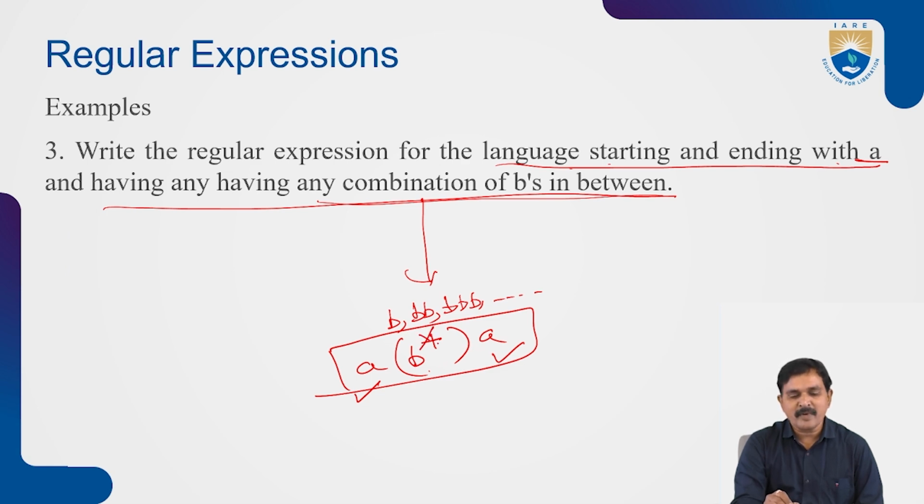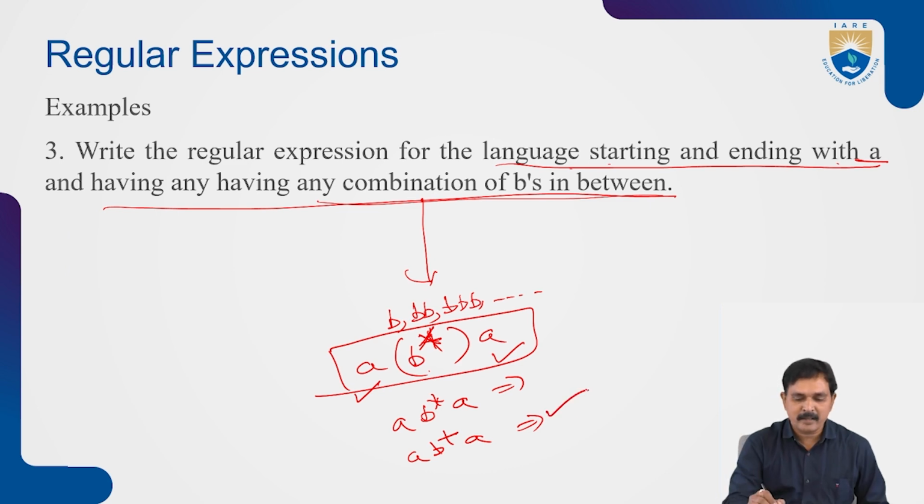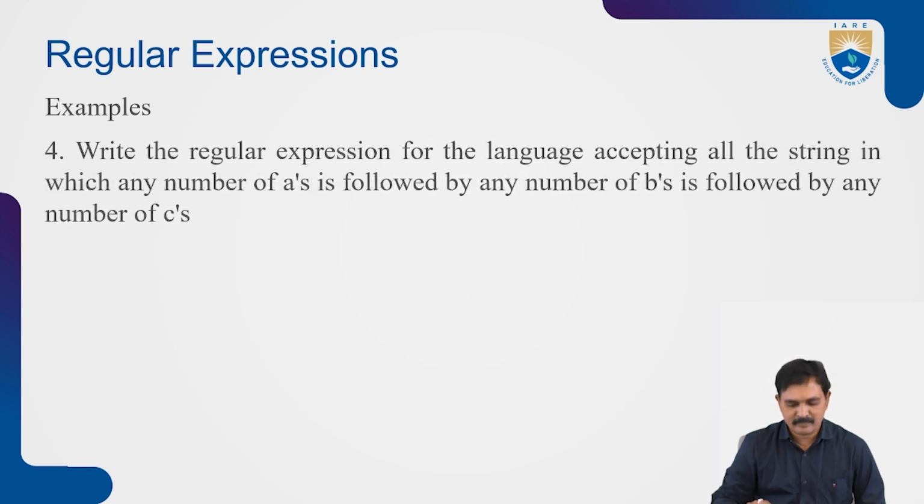Sometimes no b's, you are assuming. You can modify this, also called a b star. The exact answer is a b star a, or a b plus a you also get. Here, sometimes no b's also, we get one symbol. Here, starting with the b also. So this is a correct answer, but the correct answer is a b plus a, because of the b plus, it may start with a single b, two b's, three b's like this.